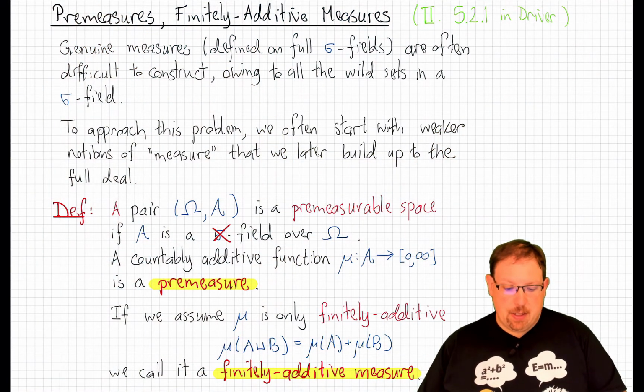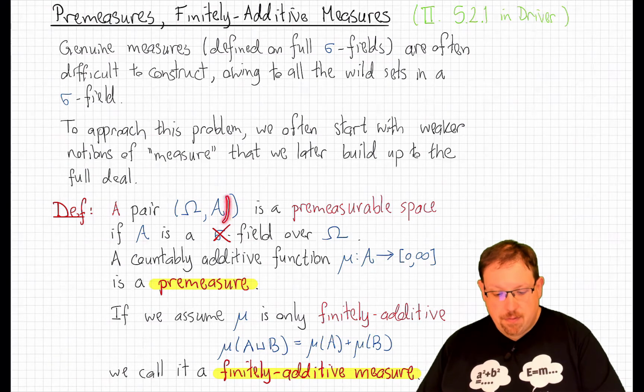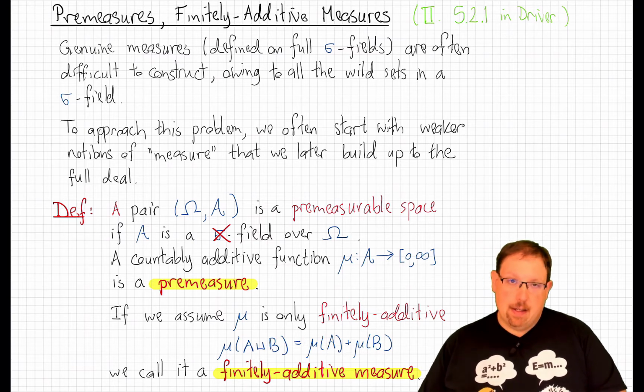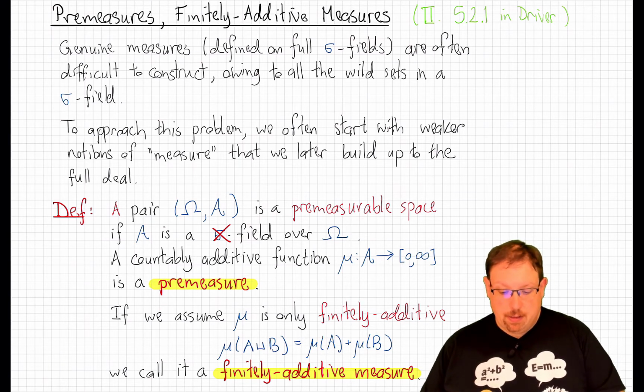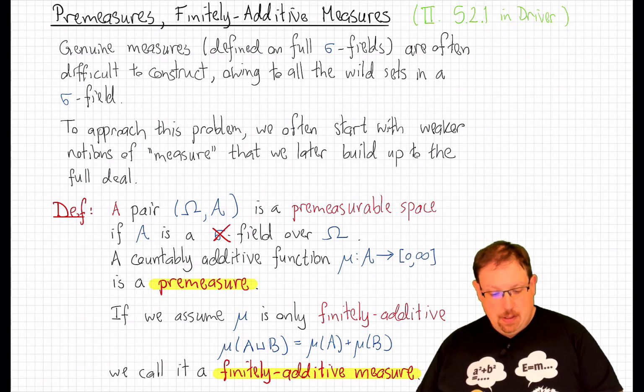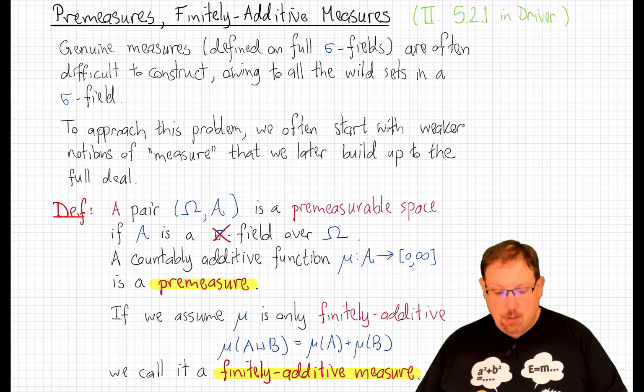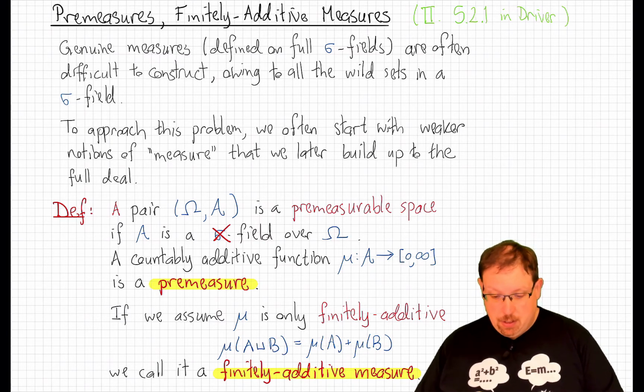Given a sample space omega and a field, or algebra, A, that pair is denoted a premeasurable space. A premeasure is a function on the field, taking values in the positive reals and infinity, that is countably additive. Now, let's be clear about what that means. Since the field is not automatically closed under countable union, we have to be careful here. What countable additivity means for a premeasure is as follows.